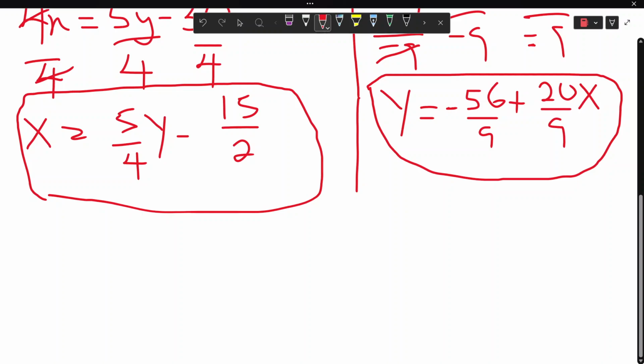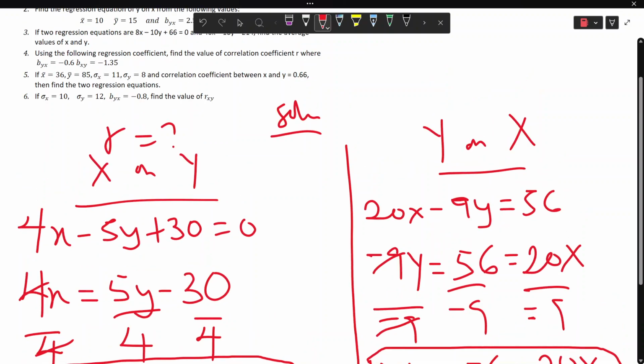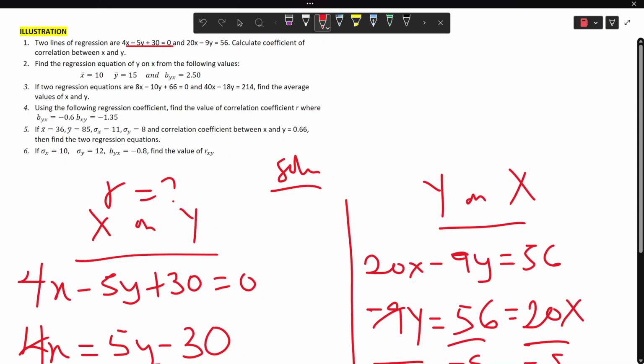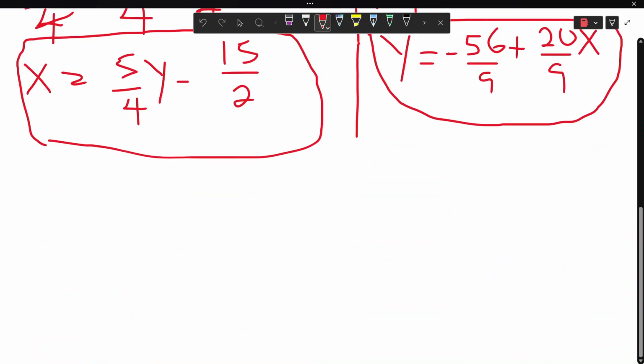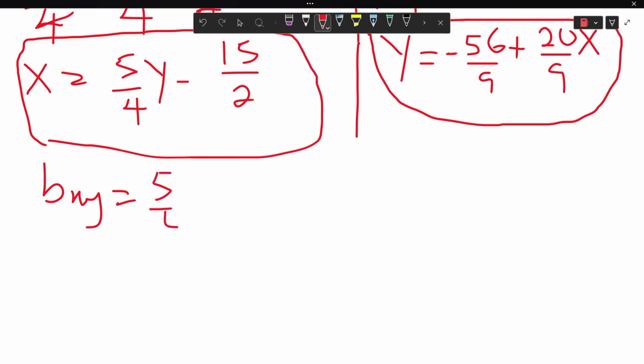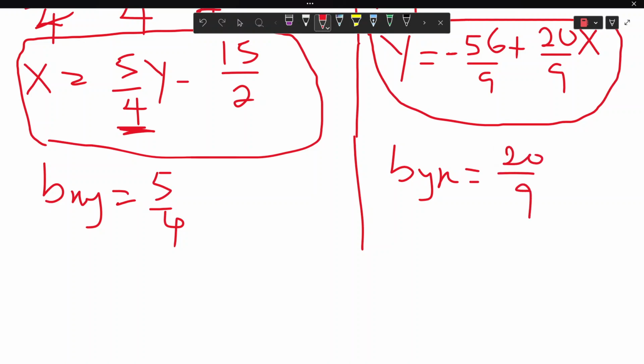The next step we have to do is to multiply their coefficients. The question didn't specify whether x on y is the first equation, and y on x the second. We did our own assumption, but we have to test whether the assumption is right. So let's test our assumption by multiplying their regression coefficients. The regression coefficient x on y, looking at this equation, is 5 over 4, then the regression coefficient y on x is 20 over 9.